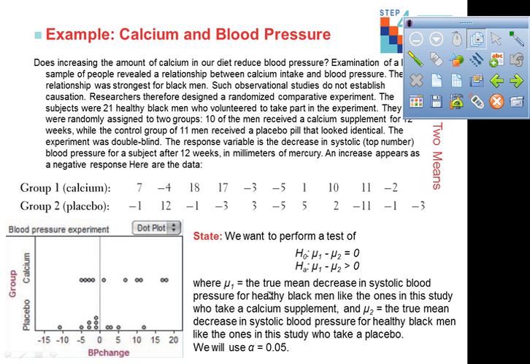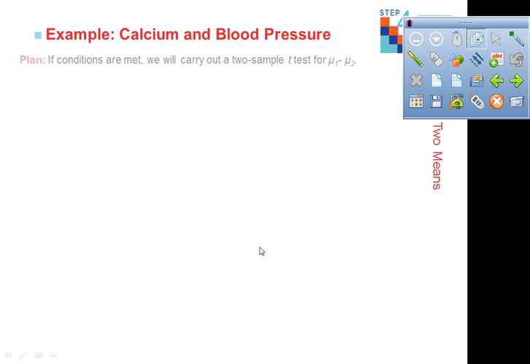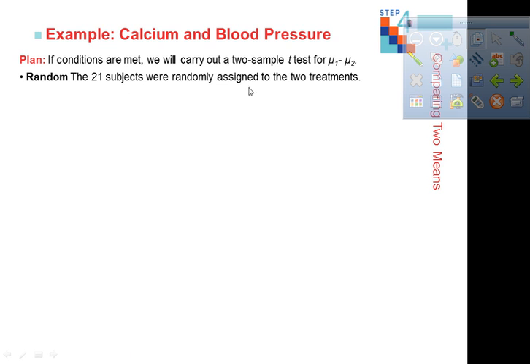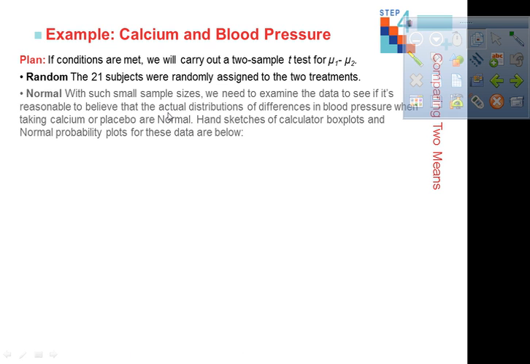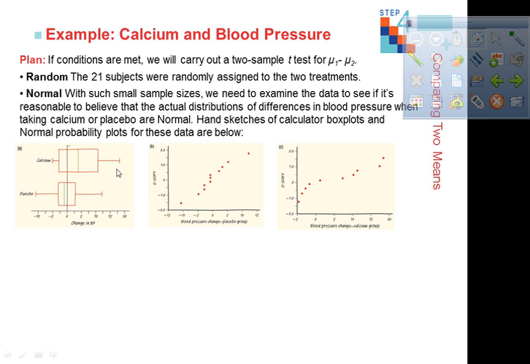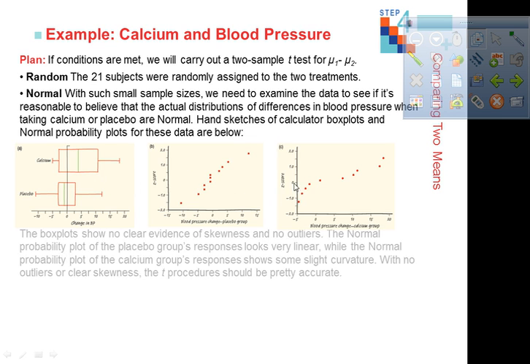They tell you what mu1 and mu2 are, like you're supposed to. Alpha is equal to 0.05, and they stated the null. So the plan: there are 21 subjects randomly assigned to the 2 groups, so random is accepted. Normal: with such a small sample size, we need to examine the data to see if it's reasonable to believe the actual distributions of differences in blood pressure when taking calcium are normal. Hand sketches of calculator box plots and normal probability plots are below. They checked the box plot and the normal probability plot for both. You would say, I looked at the box plot, there doesn't look to be any real skewness or outliers, and the normal probability plot is decent.